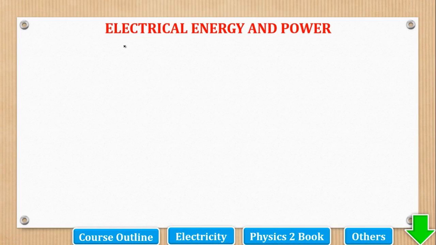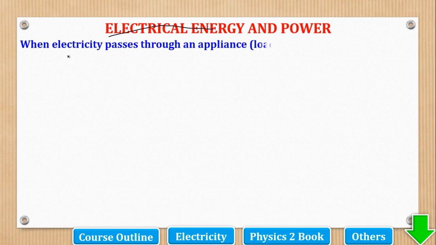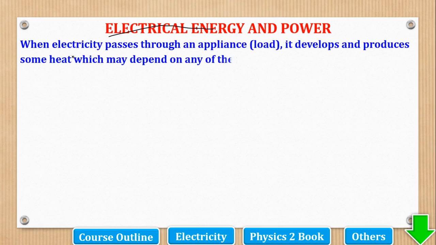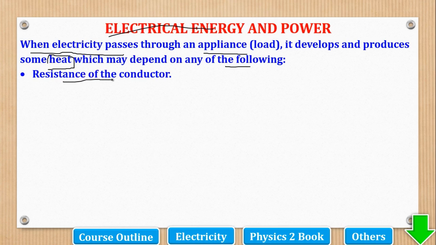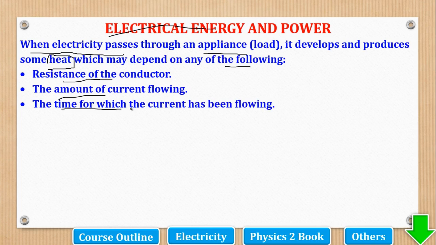So let's start our topic of electrical energy and power. When electricity passes through an appliance, which we usually call a load, it produces some heat, which may depend on any of the following. The heat may depend on the resistance of the conductor, or the amount of current flowing, or the time for which current has been flowing. So: resistance, current, and time.